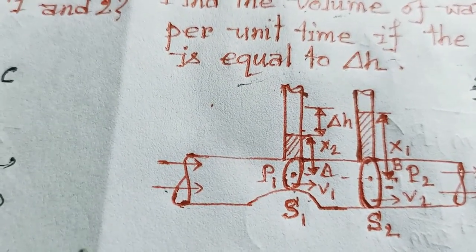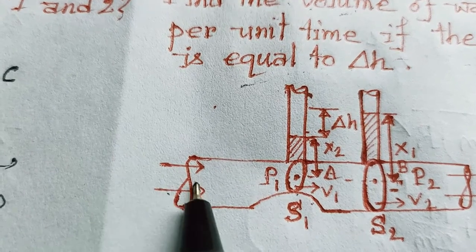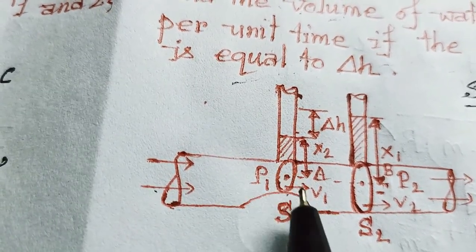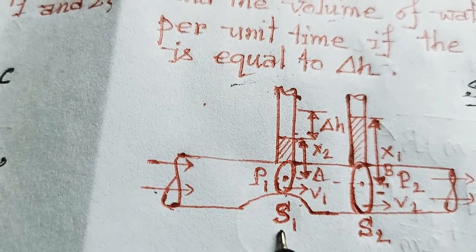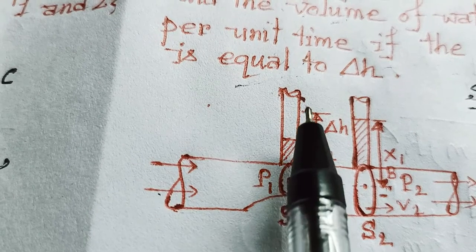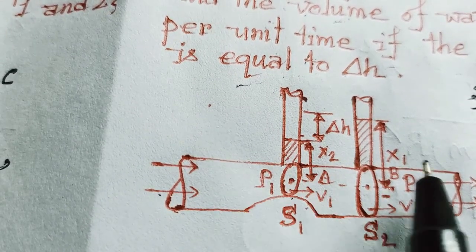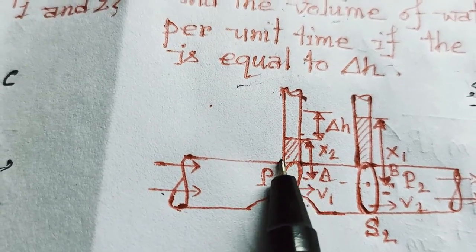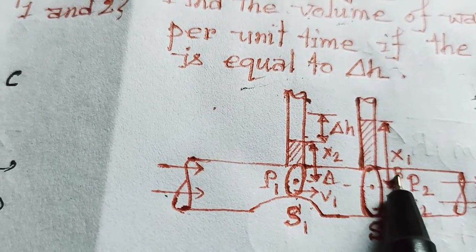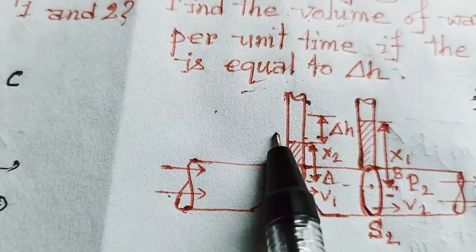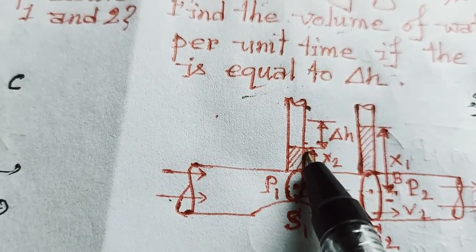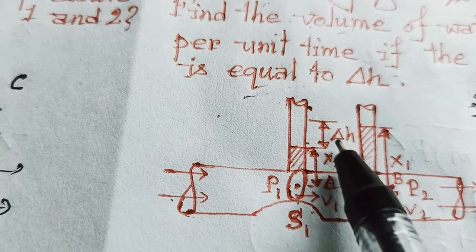In this diagram it is seen that this is the inlet section and this is the outlet section of the pipe, and these are two different cross section areas, S1 and S2 respectively. The manometric tubes are these two, and the height of the first manometric tube is x2 and the height of the second manometric tube is x1, and the height difference of the liquid column in the two tubes is del H.